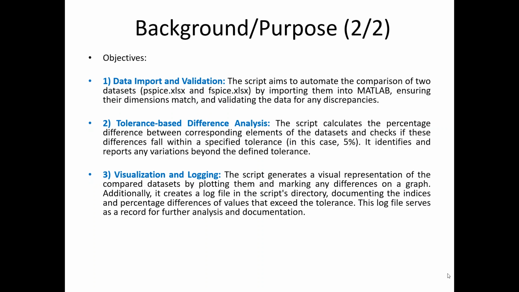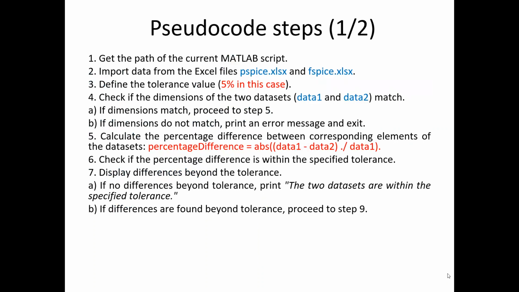And then finally, the visualization and logging. The script generates a visual representation of the compared data sets by plotting them and marking any differences on a graph. Additionally, it also creates a log file in the scripts directory documenting the indices and percentage differences of values that exceed the tolerance. So kita mo agad doon kung ano yung lumampas doon sa given tolerance sa 5%. And then andun siya dun sa same directory kung saan nakastore yung ating script. This log file also serves as a record for further analysis and documentation.